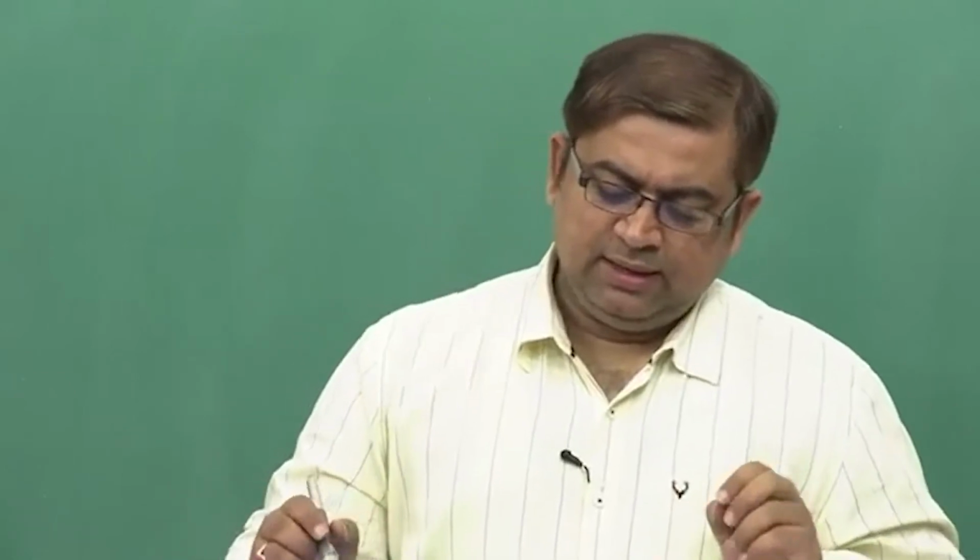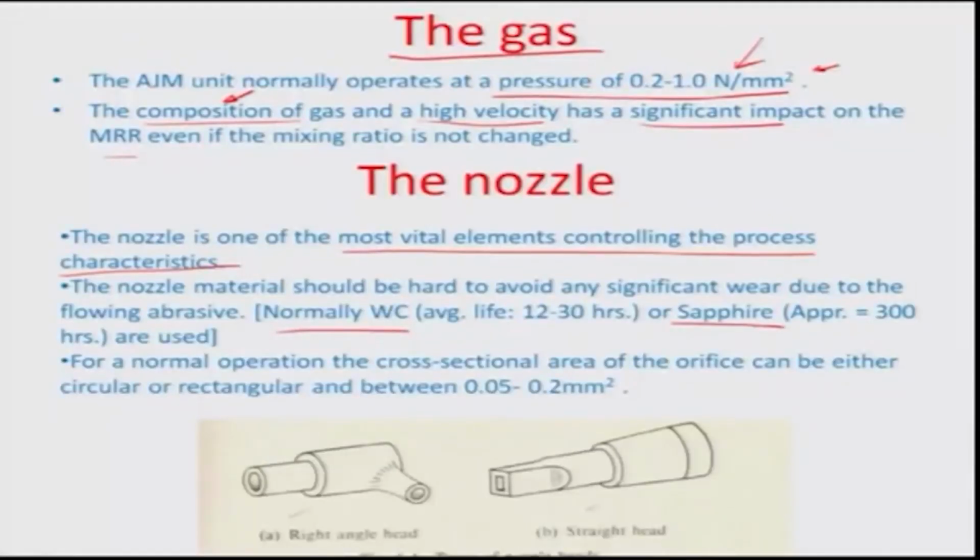So normally very hard materials like tungsten carbide or sapphire are used for generating these nozzles, and they have average lifetimes varying between 12 to 30 hours, and approximately 300 hours for sapphire. It's a very high lifetime that we are talking about when we use sapphire nozzles, but they are actually very expensive as well. So for a normal operation of the AJM, the cross sectional area of the orifice that can be used varies typically between 0.05 to 0.2 mm square, and there can also be different shapes of the cross section, including a circular nozzle, rectangular nozzle, and so on.